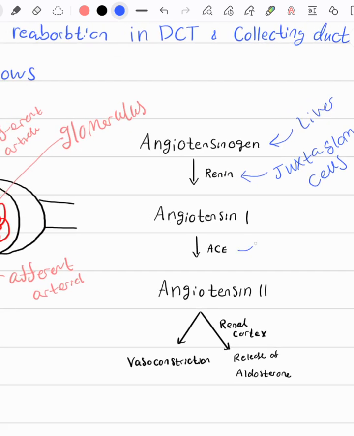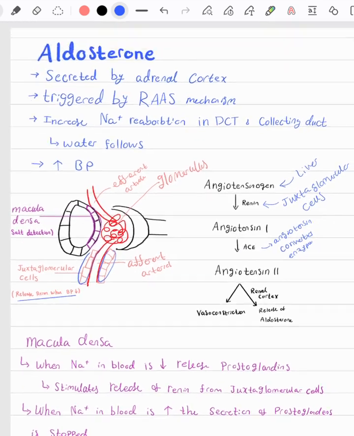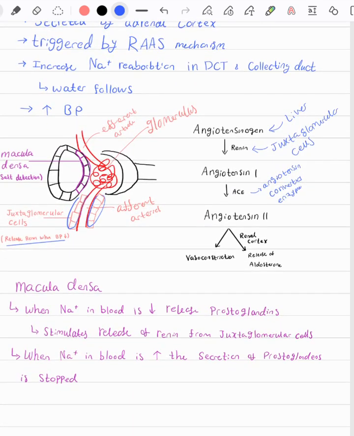We'll put that here. Enzyme. There we go. Sorry guys, it took a minute to figure out how to spell that. So angiotensin converting enzyme is then going to make that angiotensin 1 into angiotensin 2.